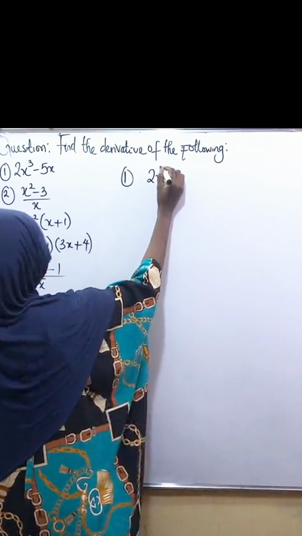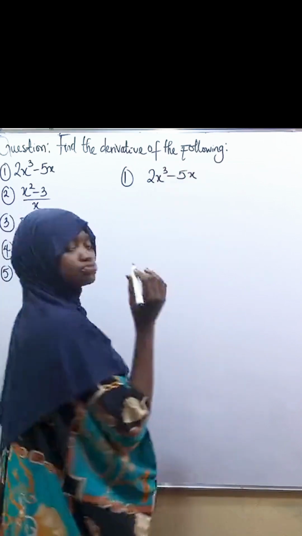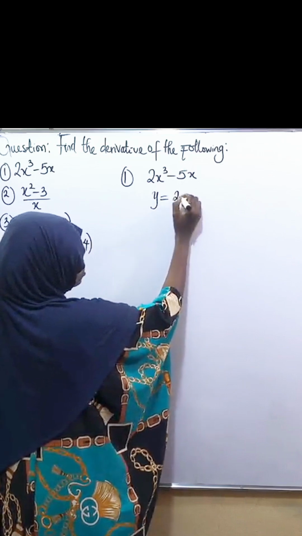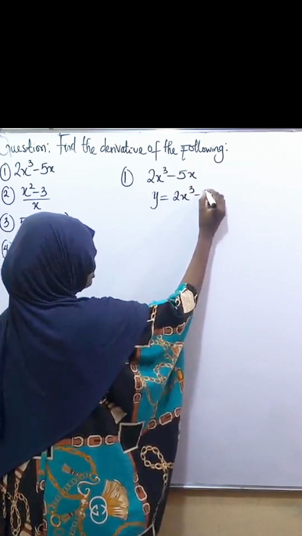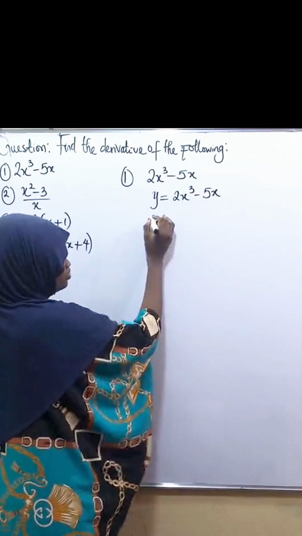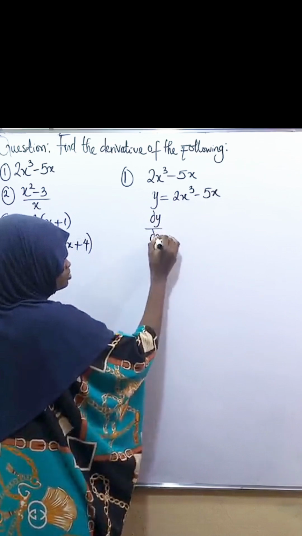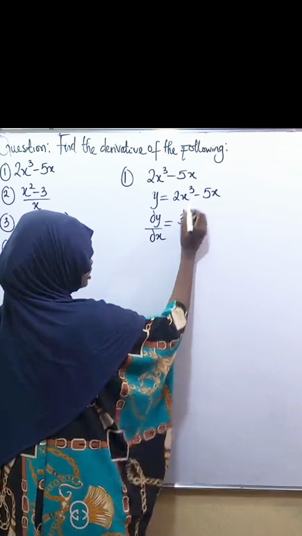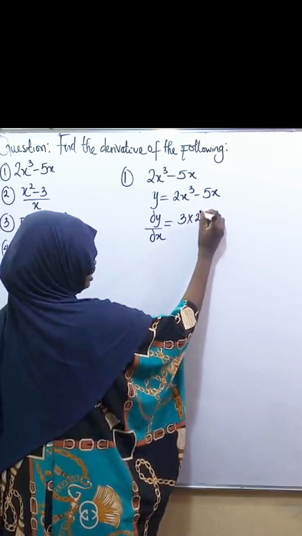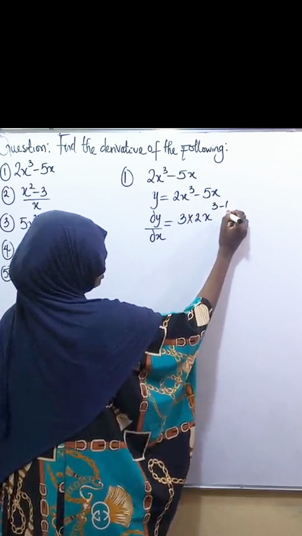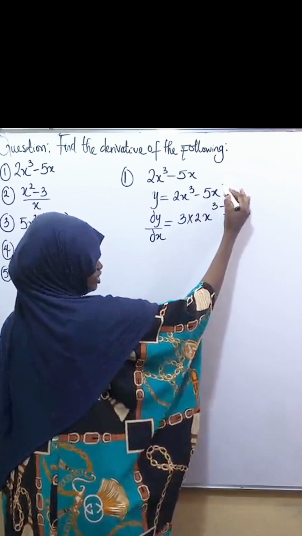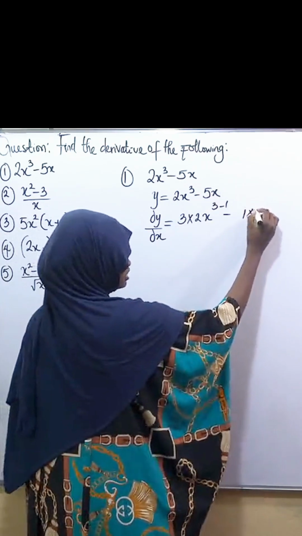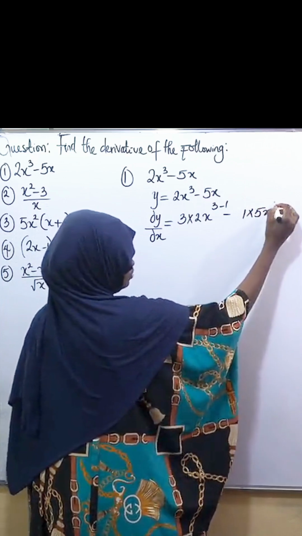So this is 2x raised to the power of 3 minus 5x. So we say let y equal to 2x raised to the power 3 minus 5x. So from here we take the dy/dx. So differentiating this with respect to x, this is going to be 3, that's the power, times 2, x to the power of 3 minus 1, then minus the power here on x here is 1. Okay, so we can still write as 1 times 5, then x to the power, which is 1 minus 1.